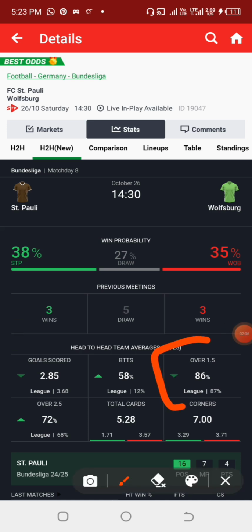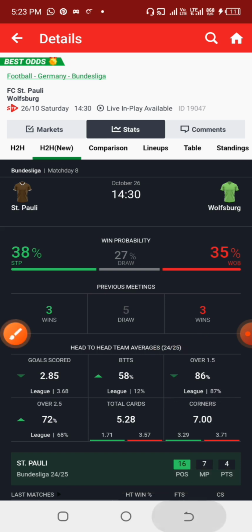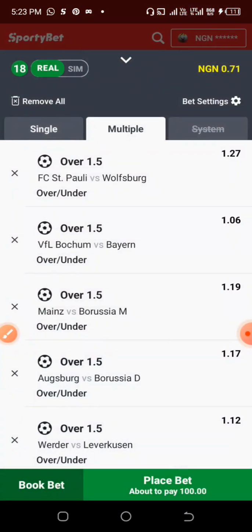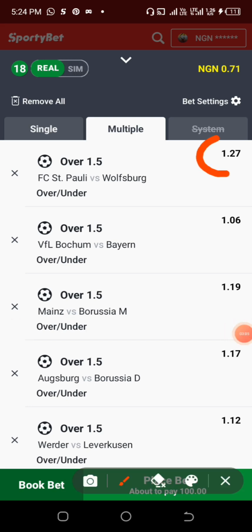For example, in this particular match we have the average percentage of over 1.5 goals as 86%, and actually I love going for anything that is above 80%. At worst I always go for maybe 79%. Now let us look at the odds that the bookmakers provide for this particular game. Normally, I can say okay, I'm going for over 1.5 goals, yes. But let us now look at the odd provided by the bookmakers.